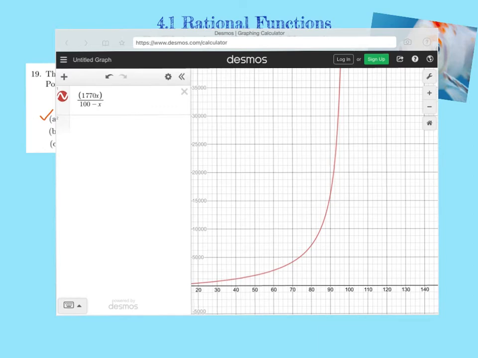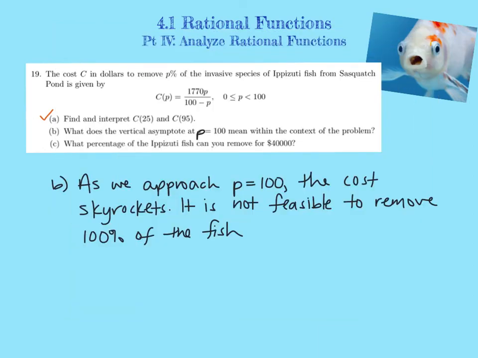And that just basically means that it is not feasible to clear up 100% of that invasive species of fish. So one of a few possible answers that makes sense is to say that as we approach p equals 100, so as we approach that vertical asymptote, the cost skyrockets. We saw that it approached positive infinity. Therefore, it's not feasible or even possible to remove 100% of the fish, and even getting close to 100% is basically impossible. We'd look just like this fish up here.